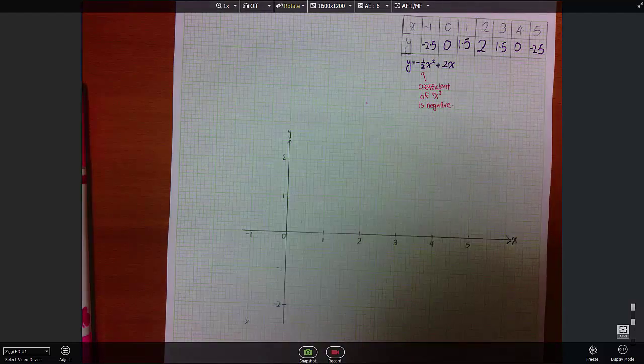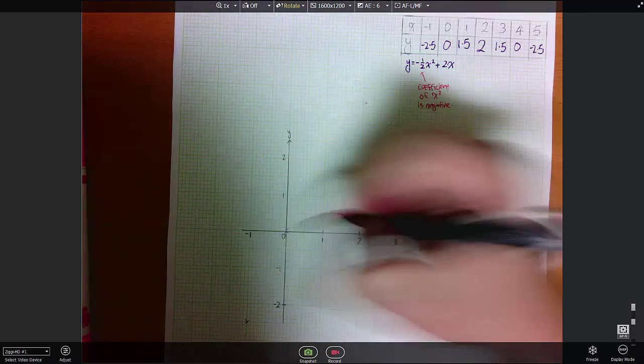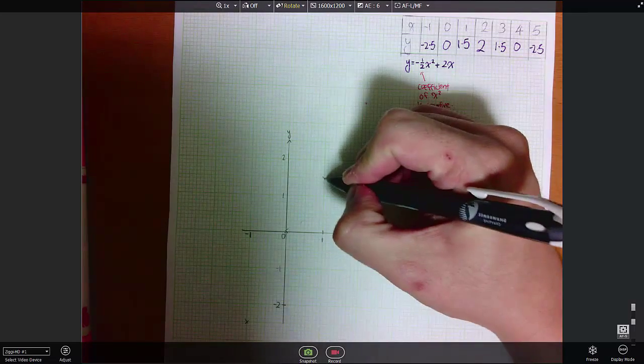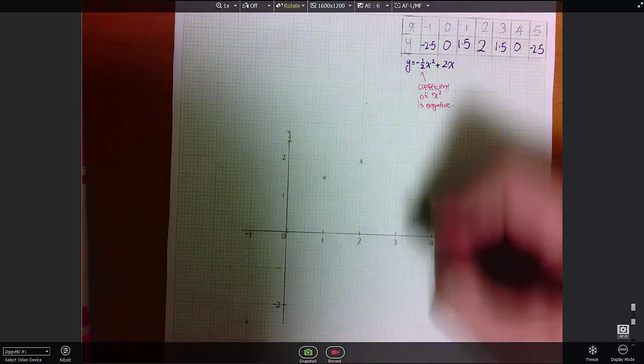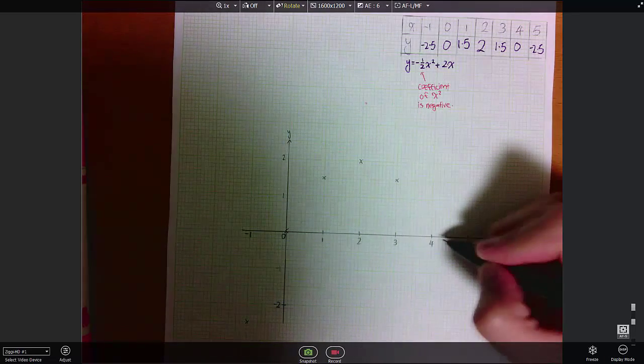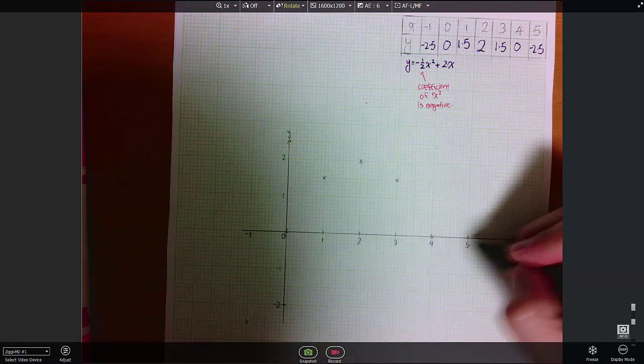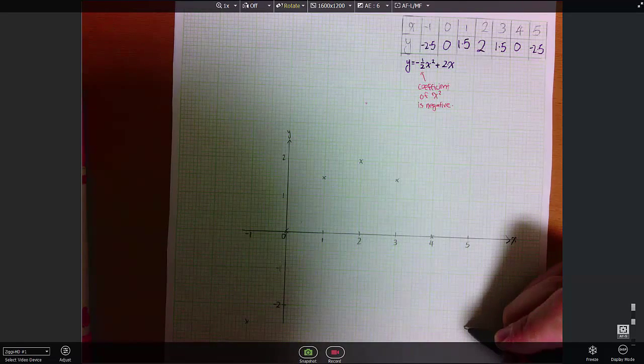Then we have 0, 0 is here. When x is 1, y is 1.5. X is 2, y is 2. X is 3, y is 1.5. X is 4, y is 0. X is 5, y is negative 2.5, down here, like this.